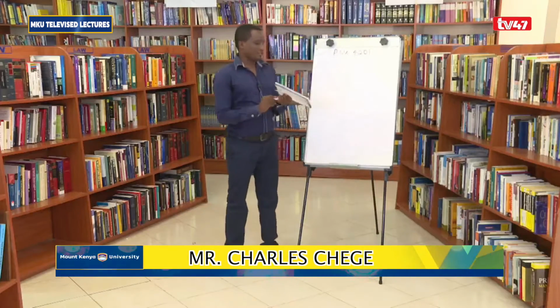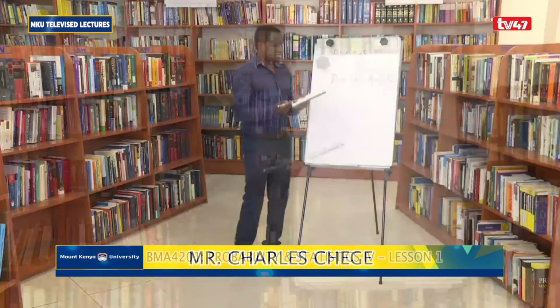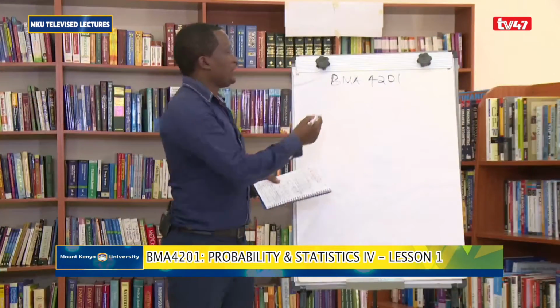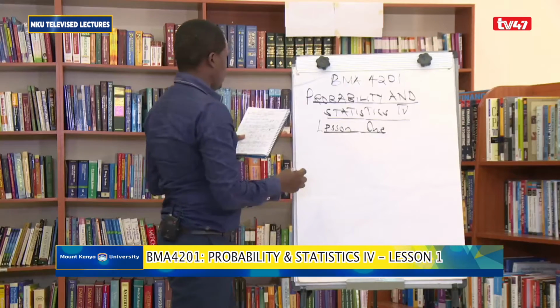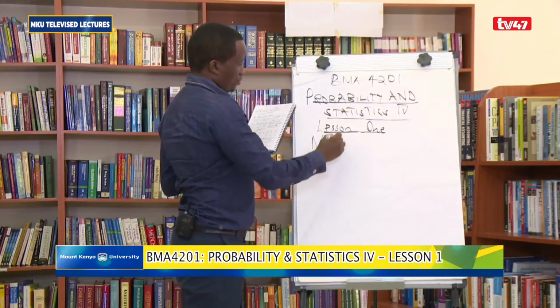I'll be presenting to you the unit probability and statistics for BMA4201. We introduce multivariate normal distributions.